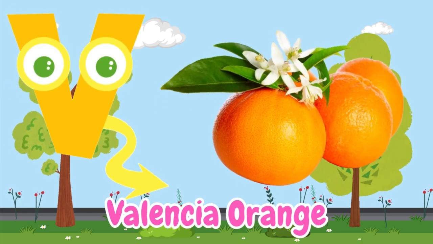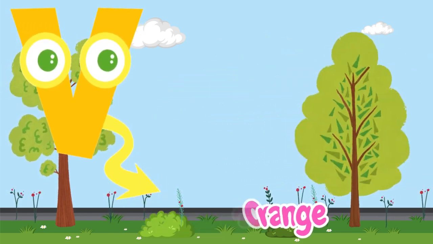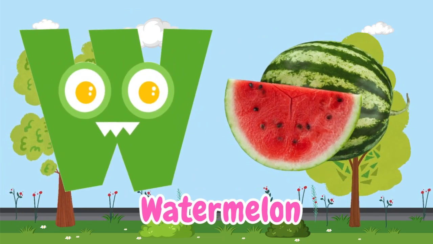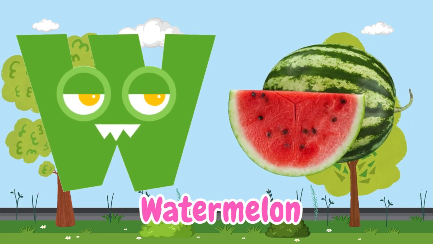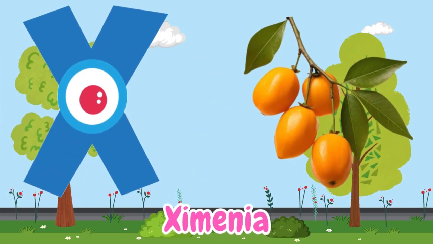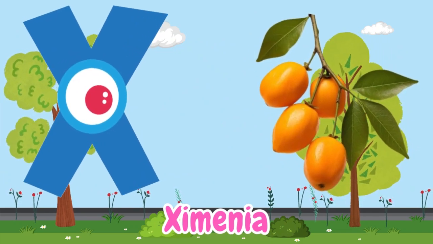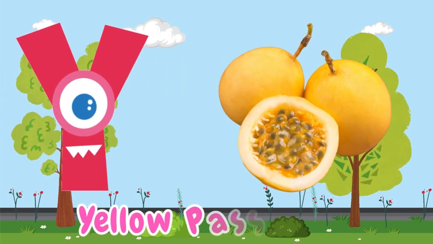V is for Valencia orange. V, Valencia. W is for watermelon. W, watermelon. X is for Samania.